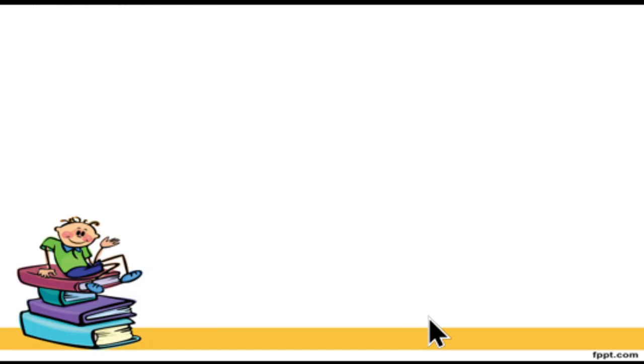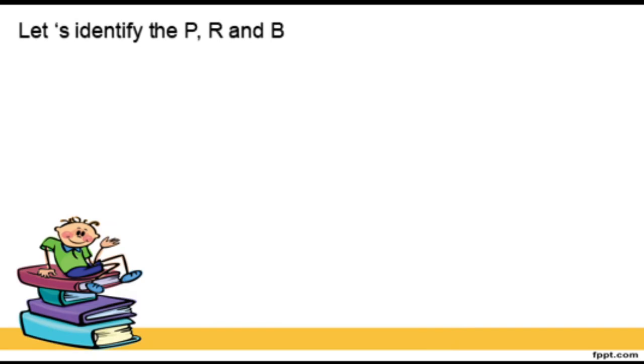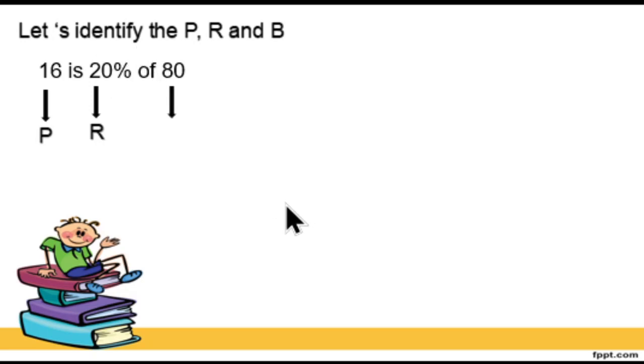To give you an example, let us identify the P, the R, and the B. We have 16 is 20% of 80. So 16 is the percentage, the 20 is the rate, and of course 80 is the base. This is the biggest number. Why? Because this is the base, and percentage is part of a whole.